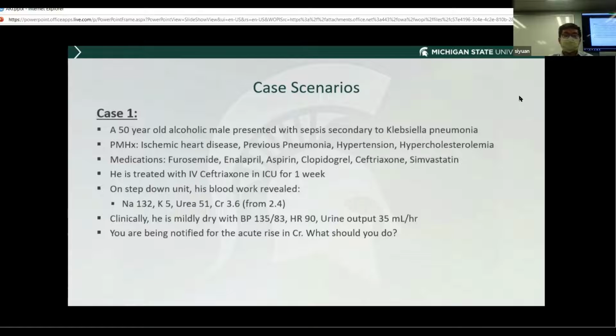And then when he was transferred down to the step-down unit, his blood work shows potassium of 5, urea 51, creatinine increased from 2.4 to 3.6. When you assess him clinically, he was dry, he's hemodynamically stable, and his urine output is adequate. He's about 70 kilos, so 0.5 cc per kg per hour, he's producing adequate urine. So when you're being notified for this case, what would you do? Anyone want to try?